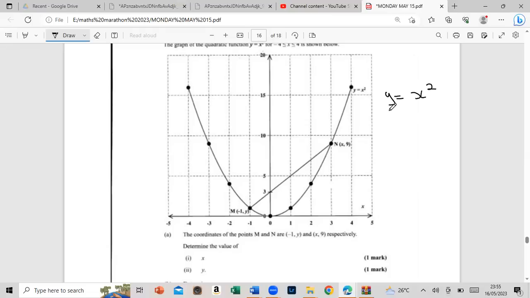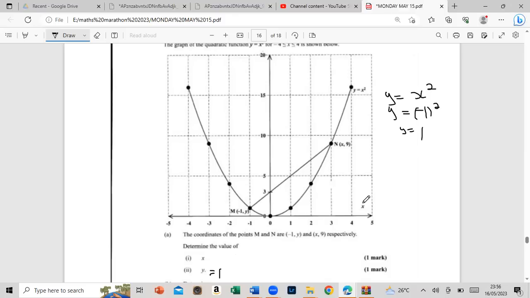Since we don't know what y is, but we know what x is, we're going to put negative 1 there. It's going to be negative 1 squared, so y is 1. It asks for y here, so right? Yes, x is negative 1, so y is 1.